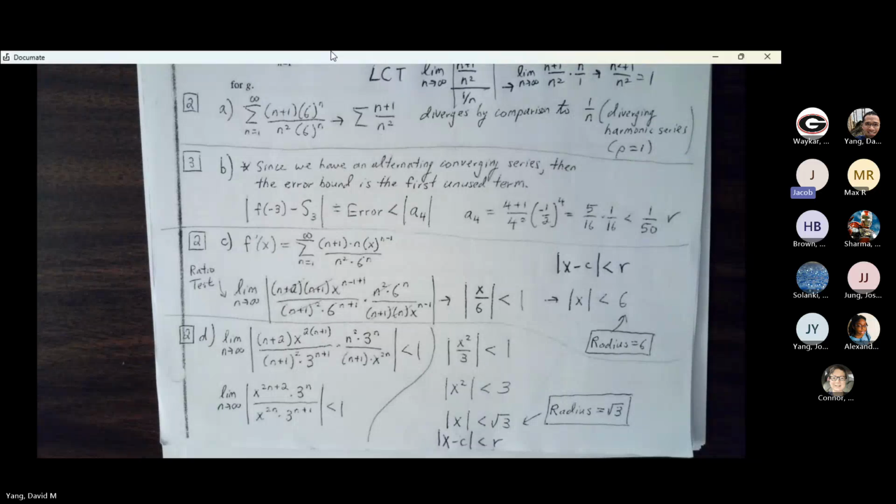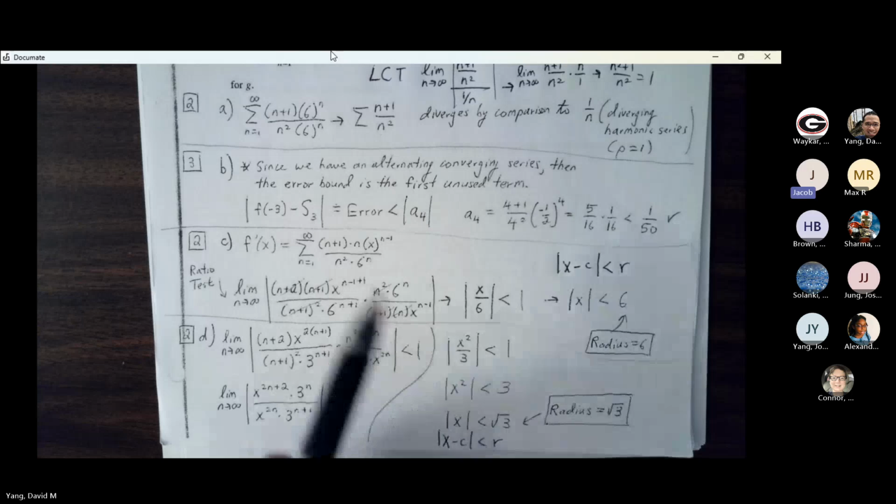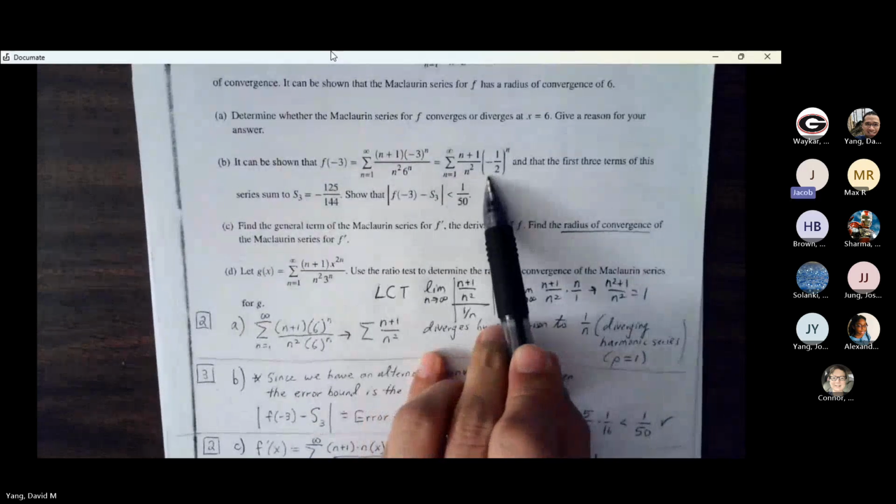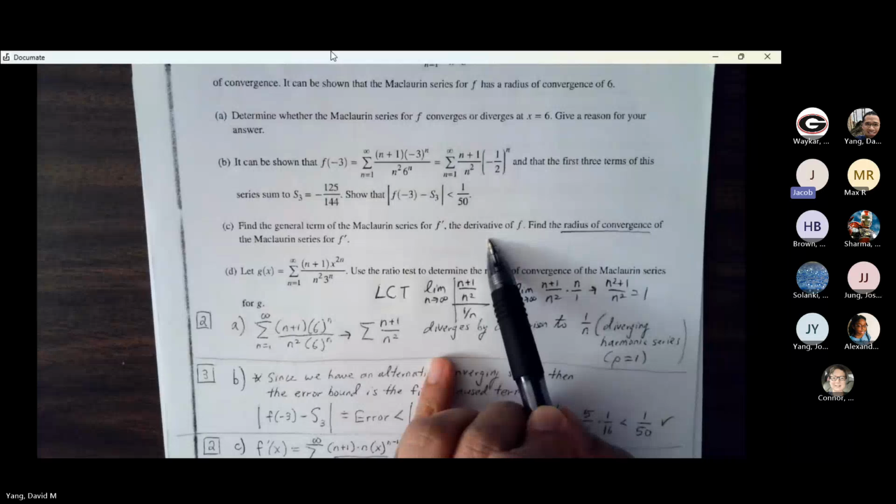For part C, when you're finding the general term for f prime, are you just getting the derivative of the x to the n, and ignoring everything else?